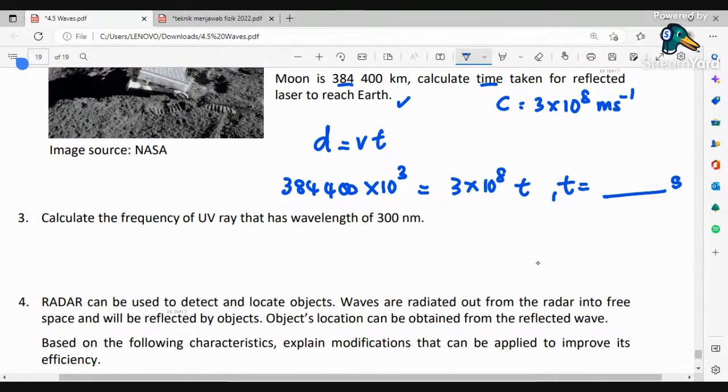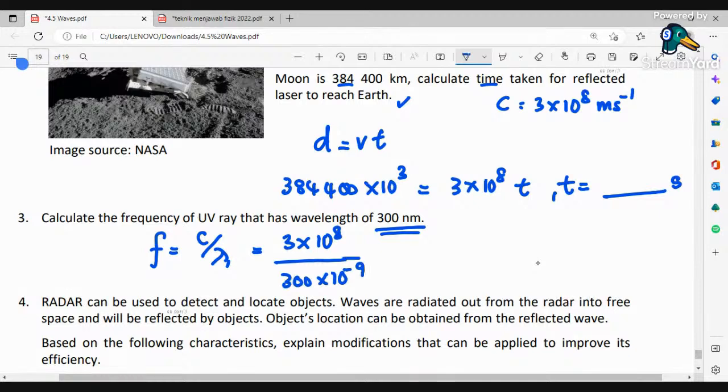Okay, calculate the frequency of UV ray that has a wavelength of this one. Same thing, frequency is C divided by lambda, speed of light 3 times 10 power 8 divided by 300 nano, negative 9. So the frequency equals 10 power 15 Hertz.